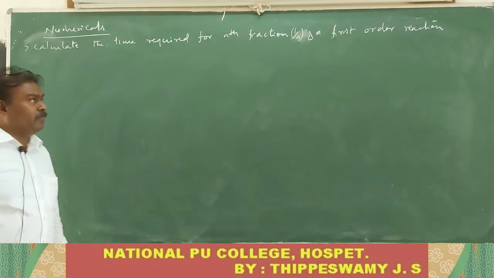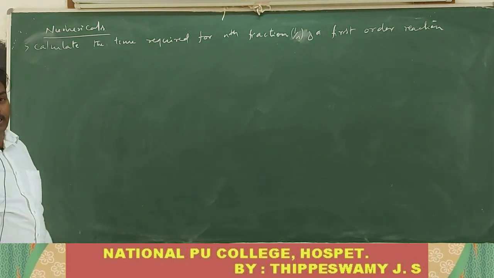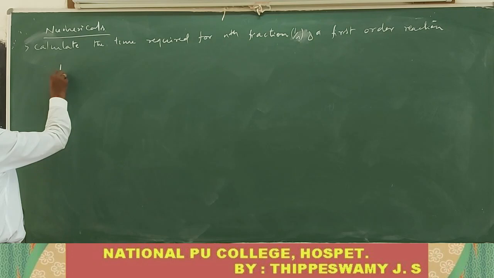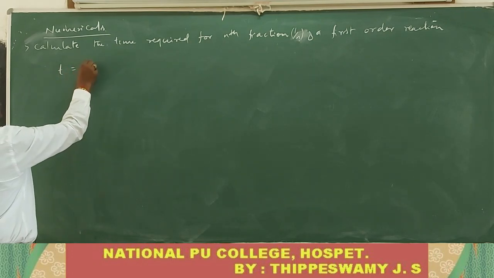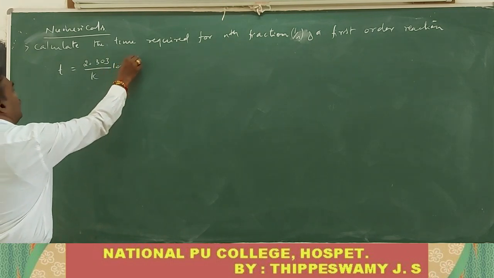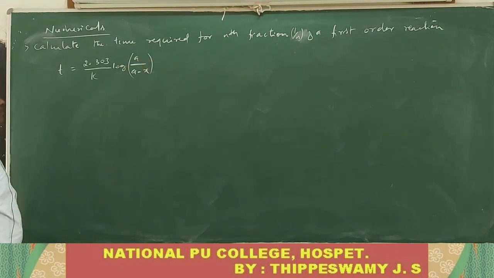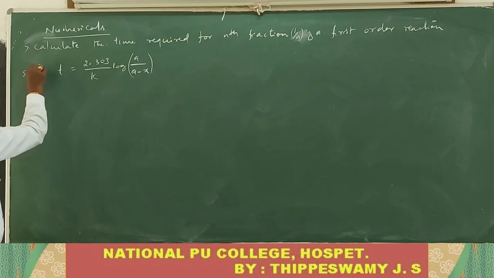Okay, listen all of you. Regarding this one, calculate the time required for nth fraction of a first order reaction. I write that t is equal to 2.303 by k into log of a divided by a minus x. This is the relation given by the first order kinetics. Okay, now we will go through this formula.